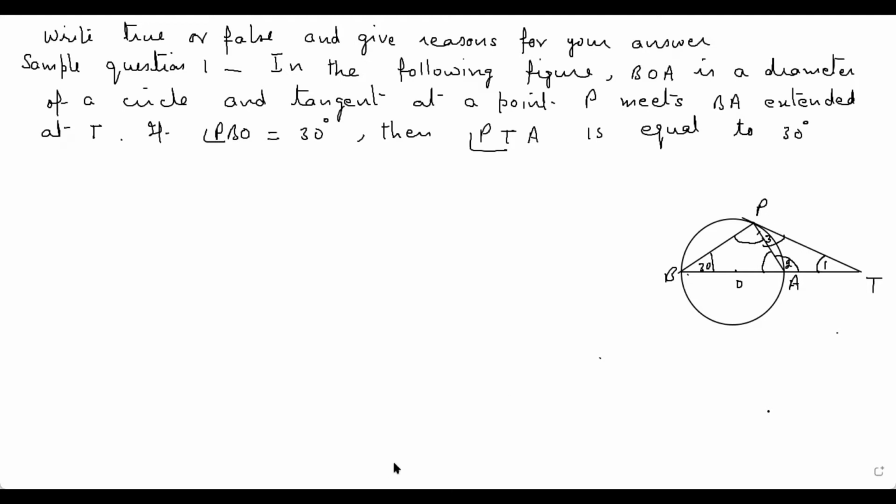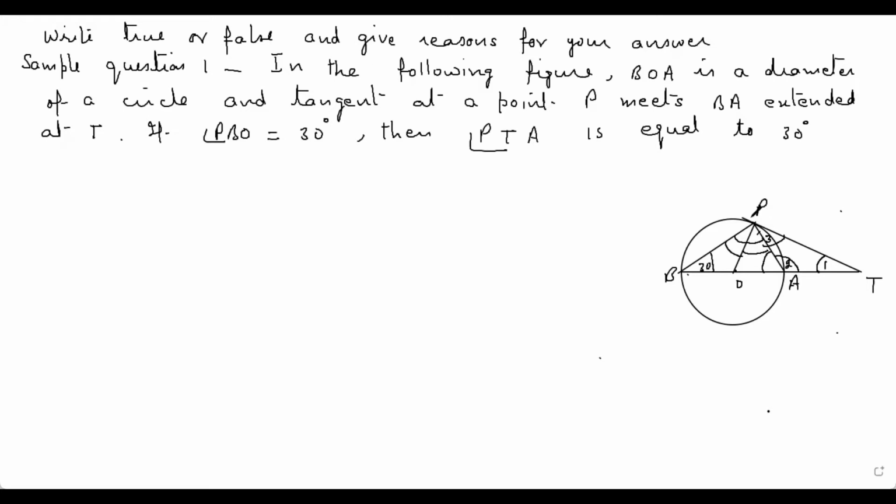Now I am to find angle 3. Now join PO. If this is 30 degree, then this angle is 30 degree. Why? Because BO is equal to OP. Both are the radius of the circle and both are equal. It means angles opposite to equal sides are equal. BPA is 90 degree. This is 90, this is 30. So you will find this angle. This angle will be 60 degree.